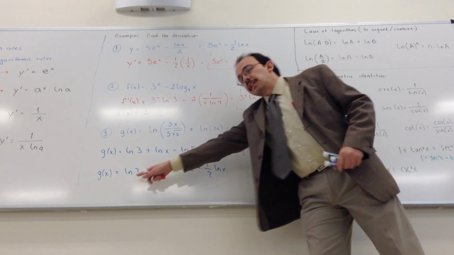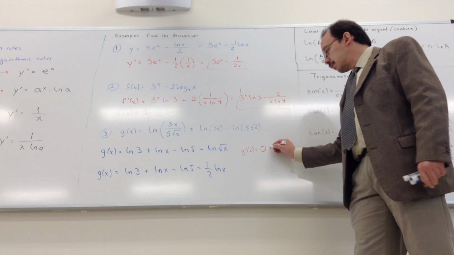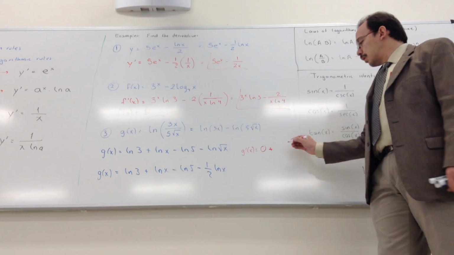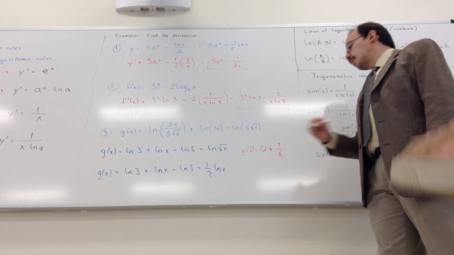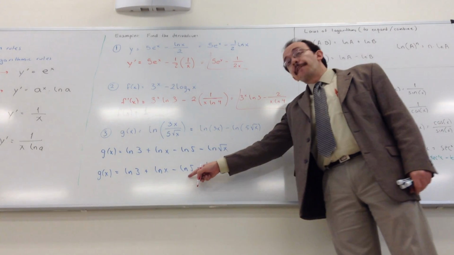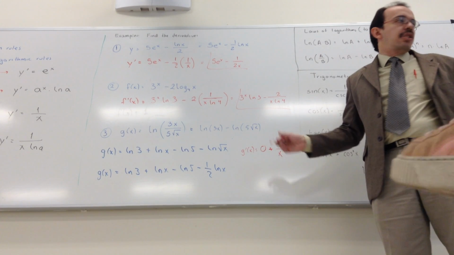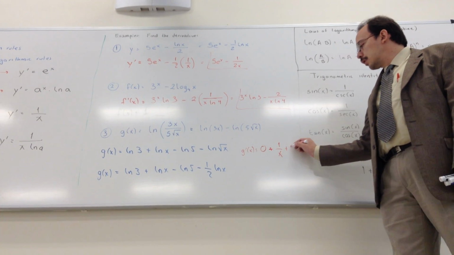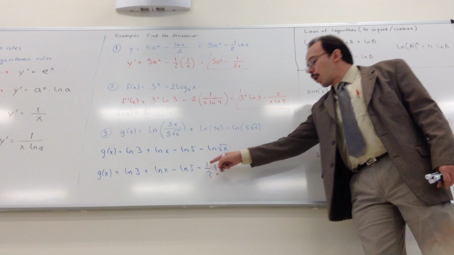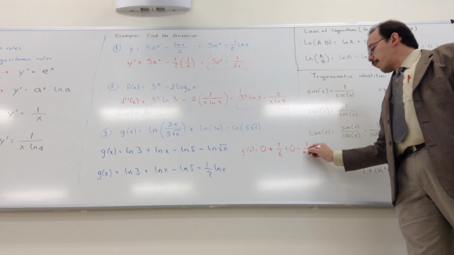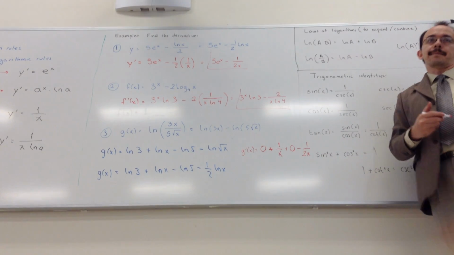This is the first one, plus. Okay. ln of x derivative. ln of 5 derivative. You just put it so you can see. And the last one is 1/2 ln of x, which is like this one, minus 1 over 2x.